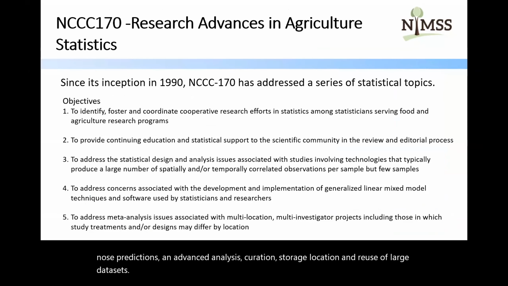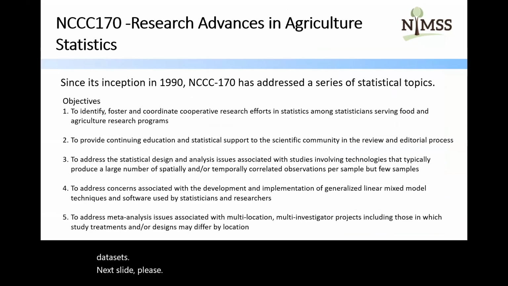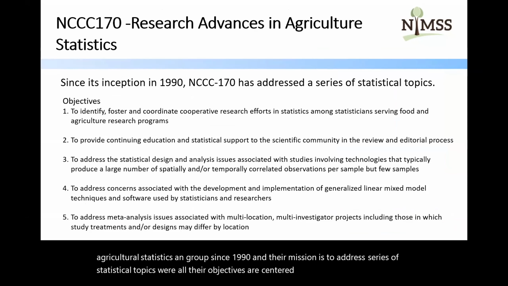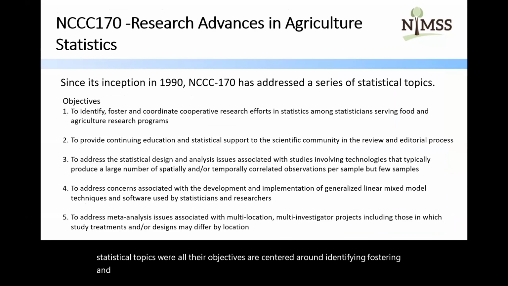Next slide, please. The NCCC 170 is also a multistate group. The title of this group is Research Advances in Agricultural Statistics. We've been a group since 1990, and their mission is to address a series of statistical topics. Overall, their objectives are centered around identifying, fostering, and coordinating cooperative research efforts in statistics among statisticians serving food and agricultural research projects or programs.